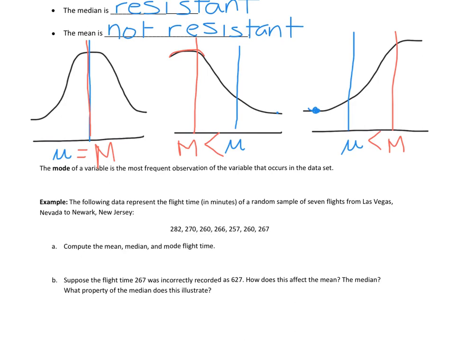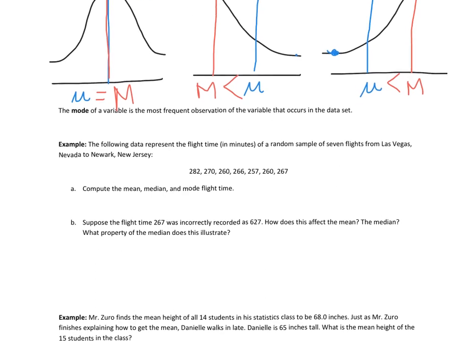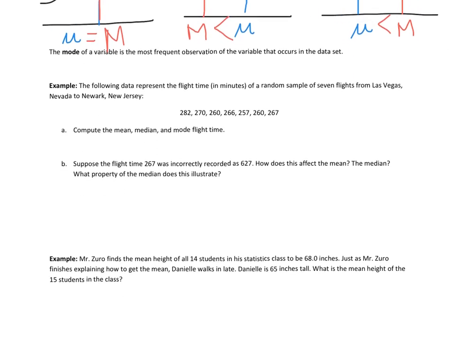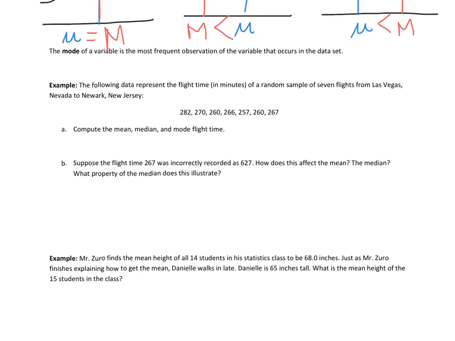Okay, our last measure of central tendency is the mode. It's the most frequent observation of the variable that occurs in the data set. So we have lots of possibilities. We can have several modes. We can have 0 modes, 3 modes, 2 modes. It depends, right? So let's look at this example.